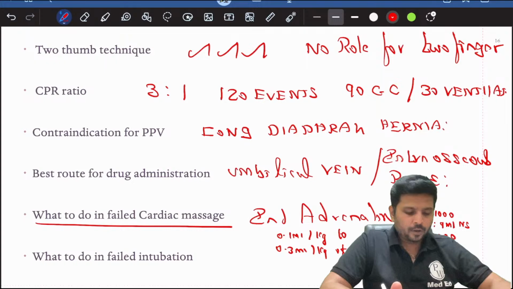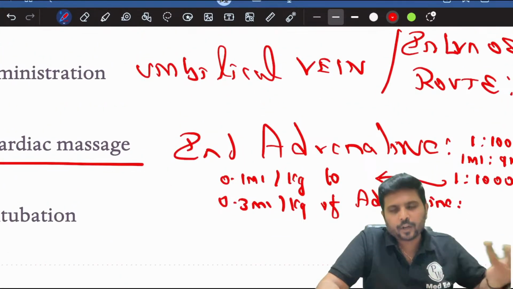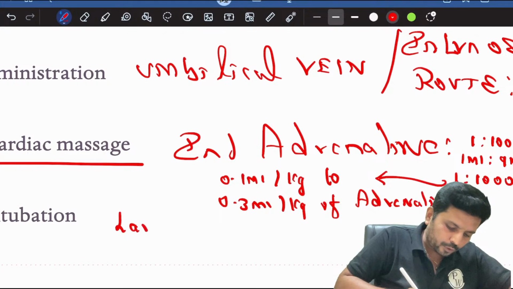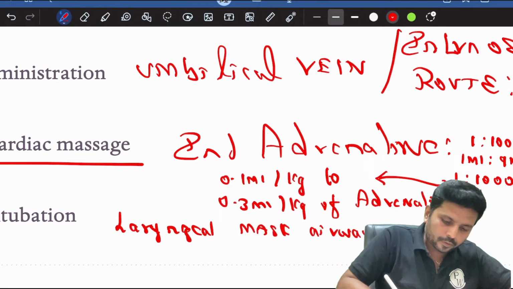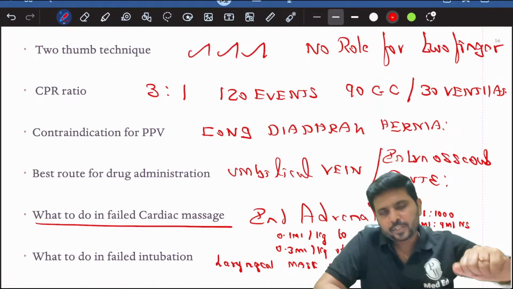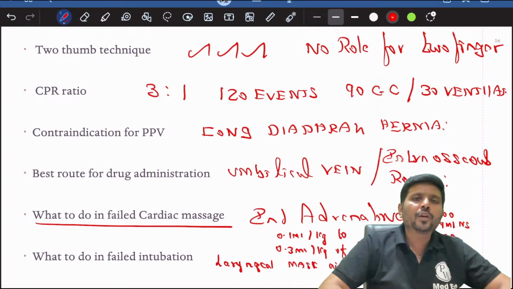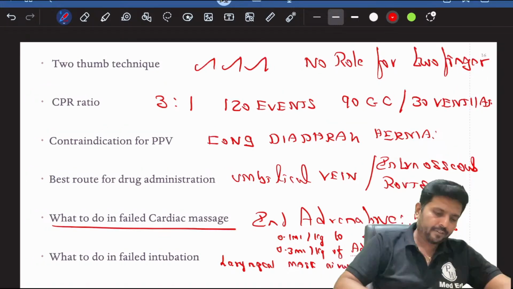What will you do in failed intubation? Invariably, you need to intubate the child before proceeding for cardiac massage. When you can't intubate, what will you do? Simple: you need to use a laryngeal mask airway. You take the LMA and blindly go into the oral cavity so that it snugly fits into the laryngeal inlet. That is called the laryngeal mask airway.